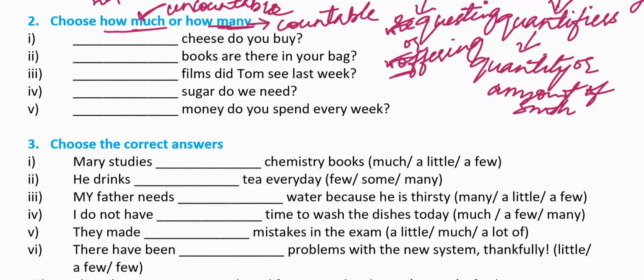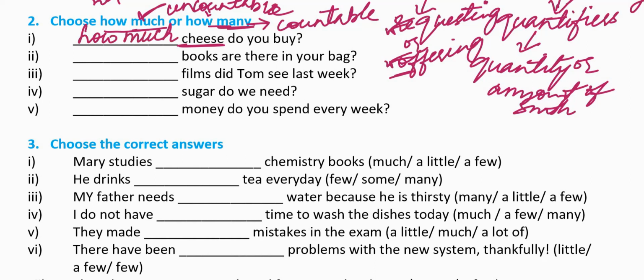Let us look at the examples. Dash cheese do you buy? What is the noun here in the sentence? Cheese is the noun. Can you count the cheese by itself? 1 cheese, 2 cheeses? No, you cannot count the cheese by itself. But of course, you can count packets. I have 1 packet of cheese, 2 packets of cheese. So cheese by itself is an uncountable noun. So you cannot write how many cheese do you buy? It becomes very wrong. So you have to ask how much cheese do you buy?